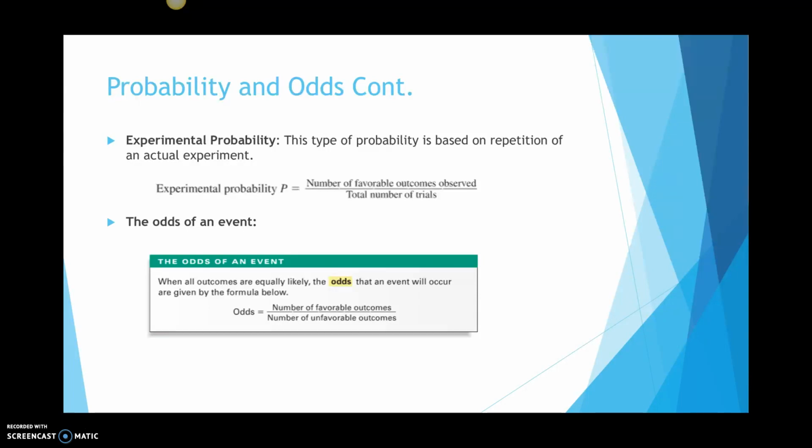Also in this section, we're going to look at odds, the odds of an event. That's when all outcomes are equally likely. The odds that an event will occur are given by the formula below. That's the number of favorable outcomes over the number of unfavorable outcomes. So there are a lot of definitions. We're going to now look at different examples based on these definitions we just talked about.